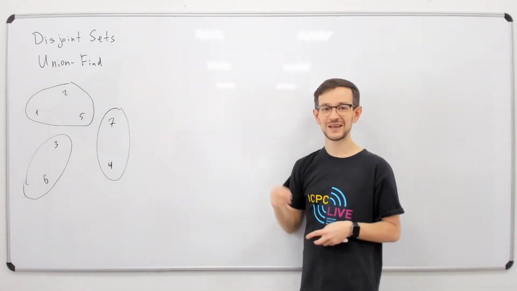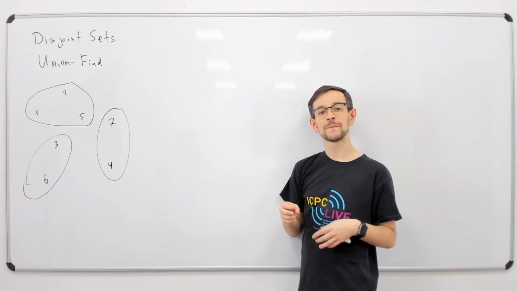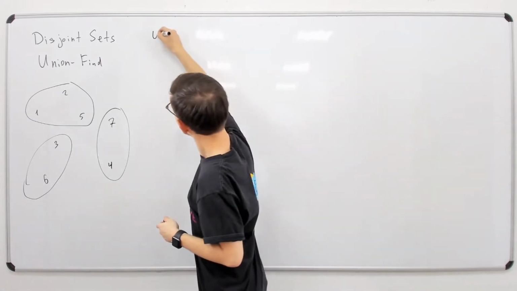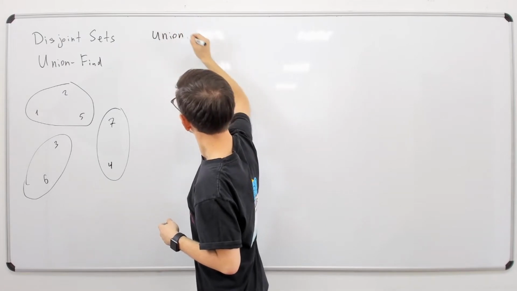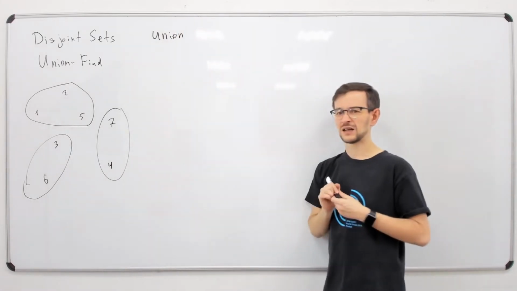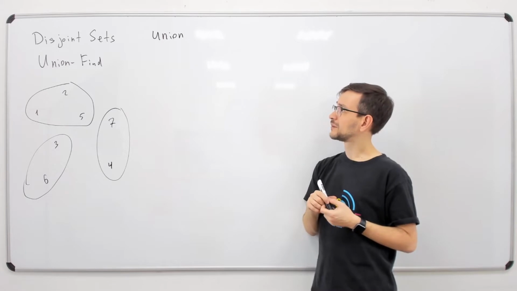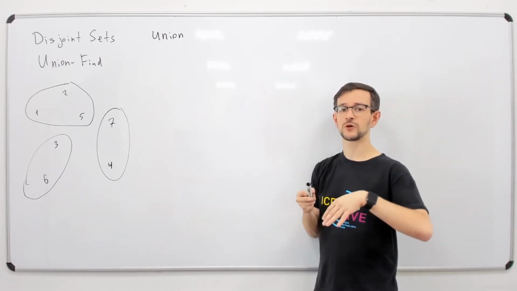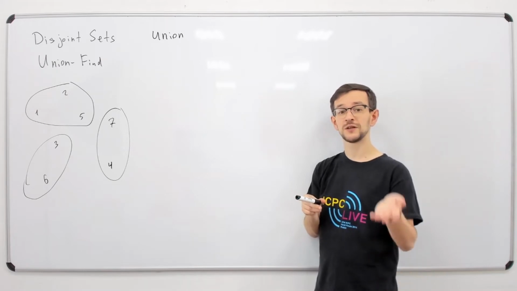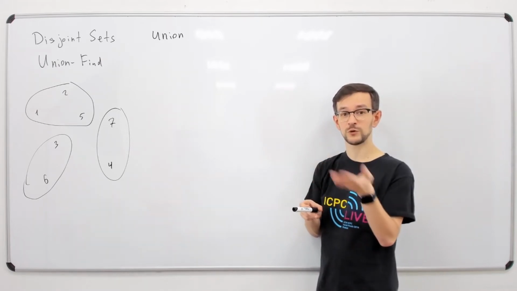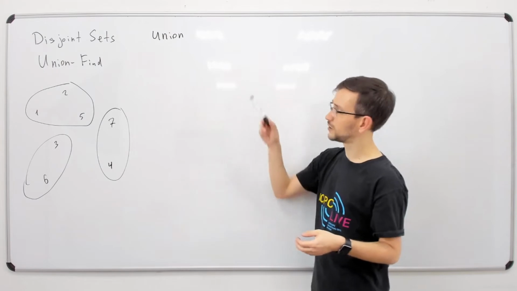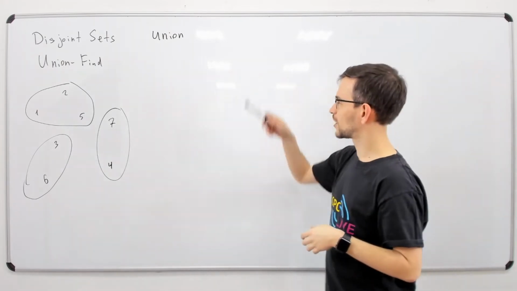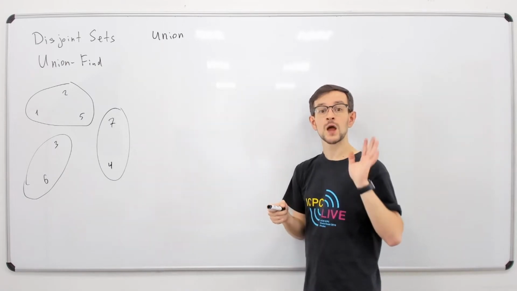That's why the second name of this structure is union-find. The first operation is union. Union is a bad word for programming, because union is a reserved word in C++, so you can't make a function named union. So I usually call it something like unite or join. But here I will write union because I'm not writing in C++.